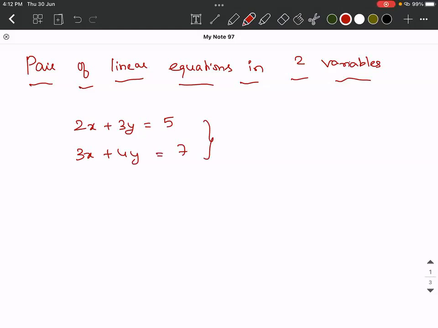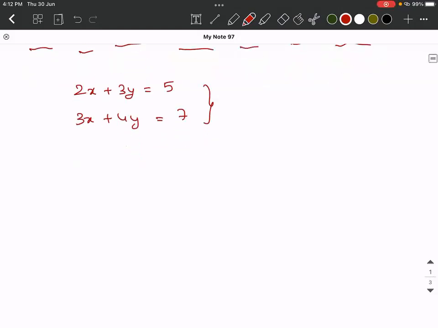Okay. Now the question is, what if I give you only one linear equation in two variables and ask you to find the solution for it? Will you be able to find a solution? What do you mean by solution in the first place?